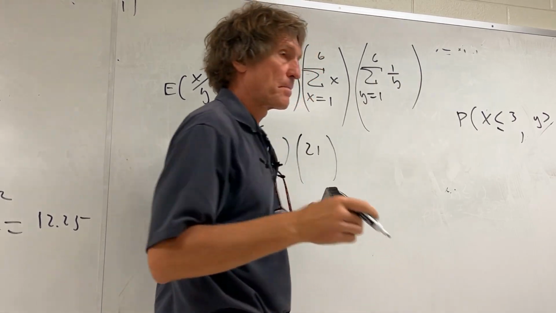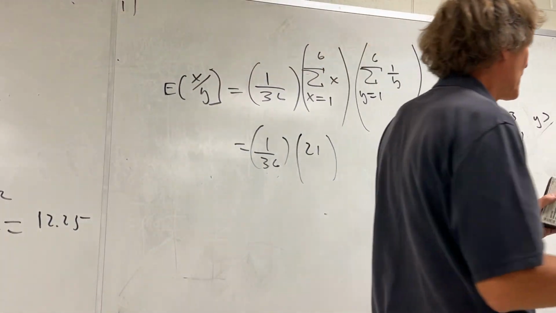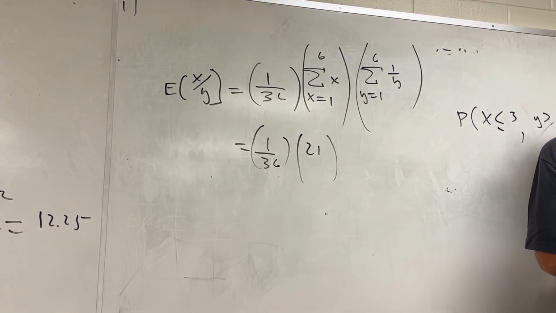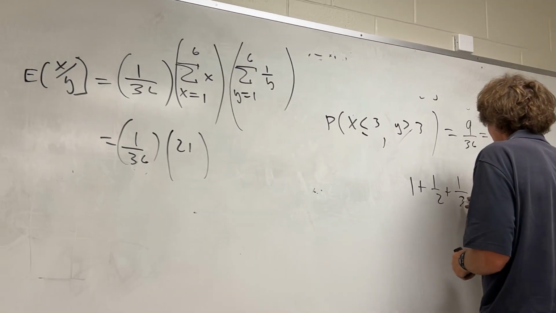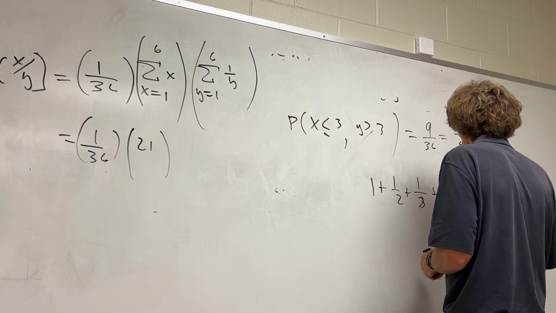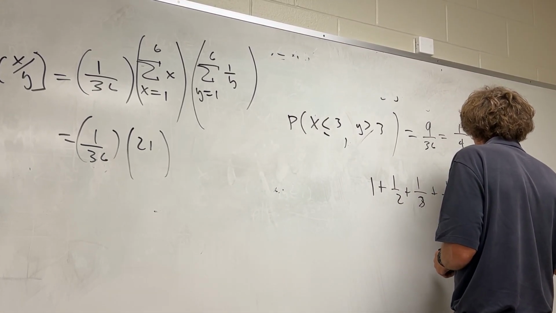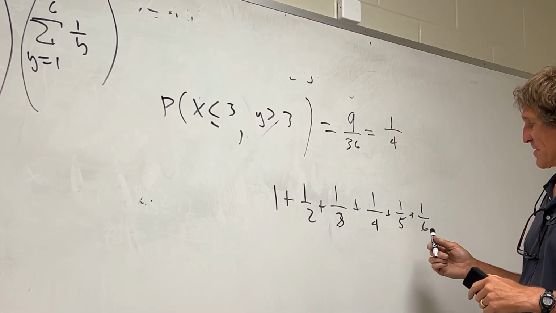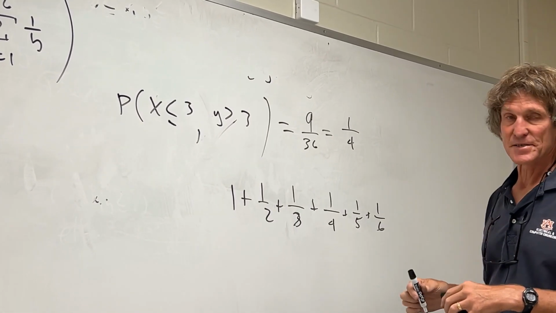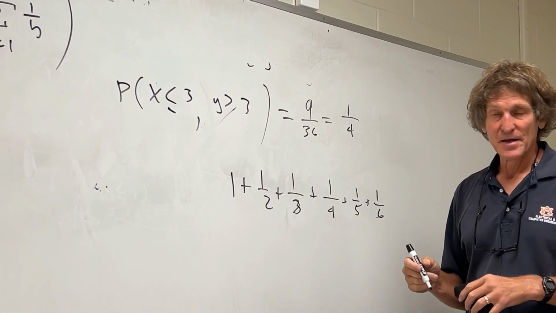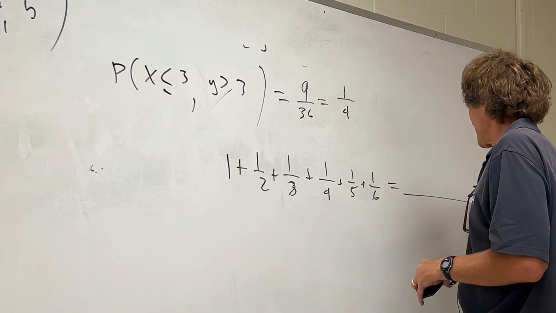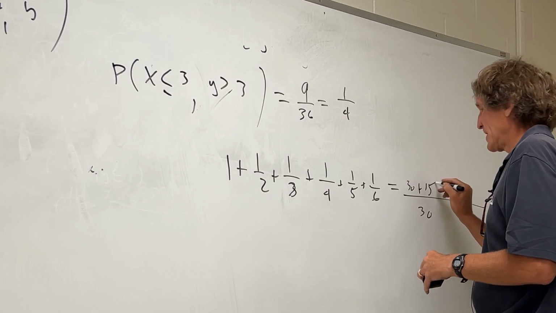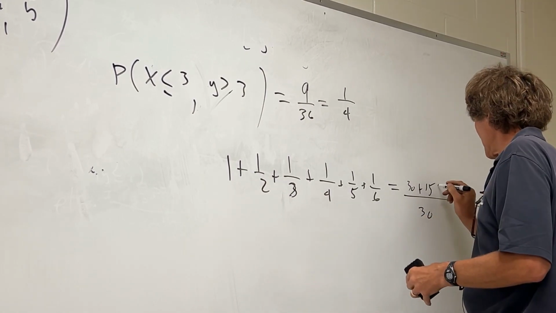What about this one? I got 1 plus 1/2 plus, this is a famous one, 1/3, right? Plus 1/4 plus 1/5 plus 1/6, right? Now you can get a common denominator. What is it going to be? I think it's 30 in this case, isn't it, class? So what do you get? You got over 30, you would have 30, right? Plus 15, right? And then plus 10.